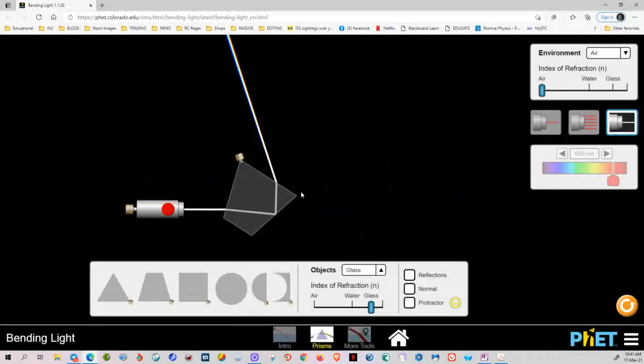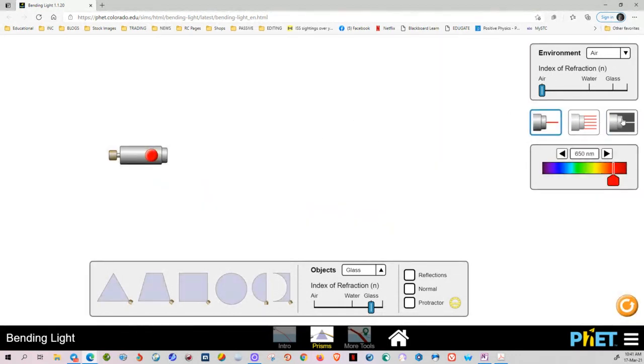Instead of intro, go to Prism. Okay. Once you have the prism, you will get it like this. You can select the dark screen, or you can go with the light screen as you like, as long as when you switch on the light, you can see the line, okay?